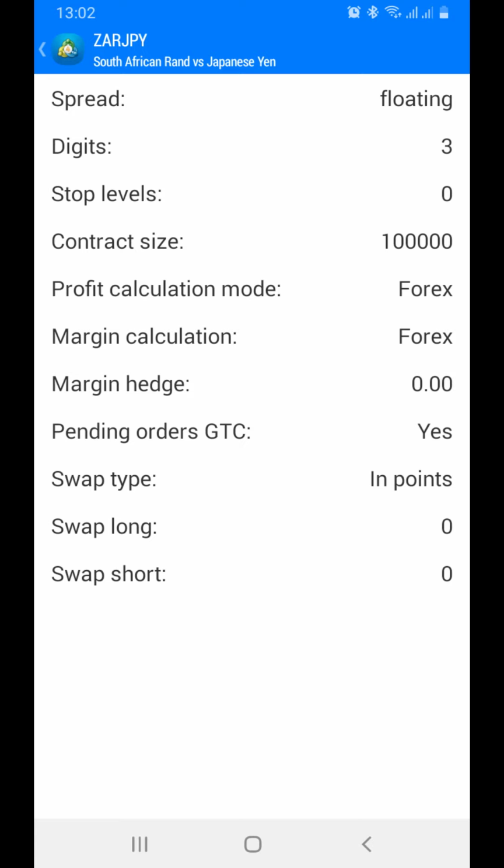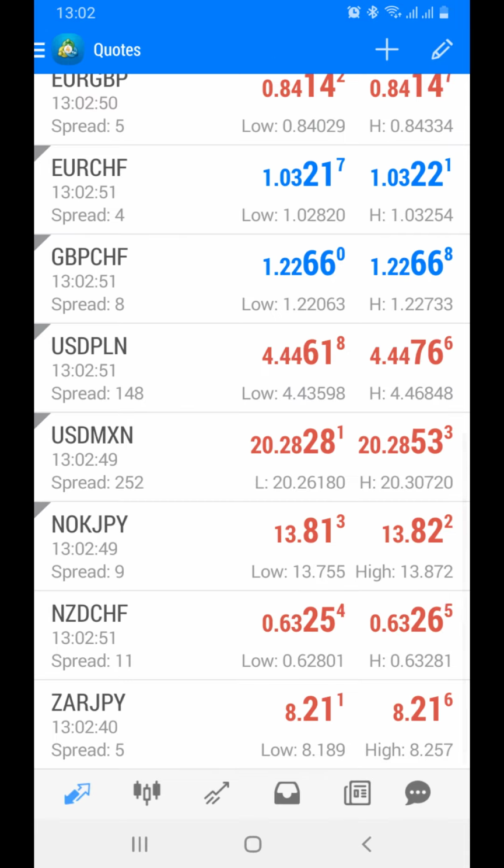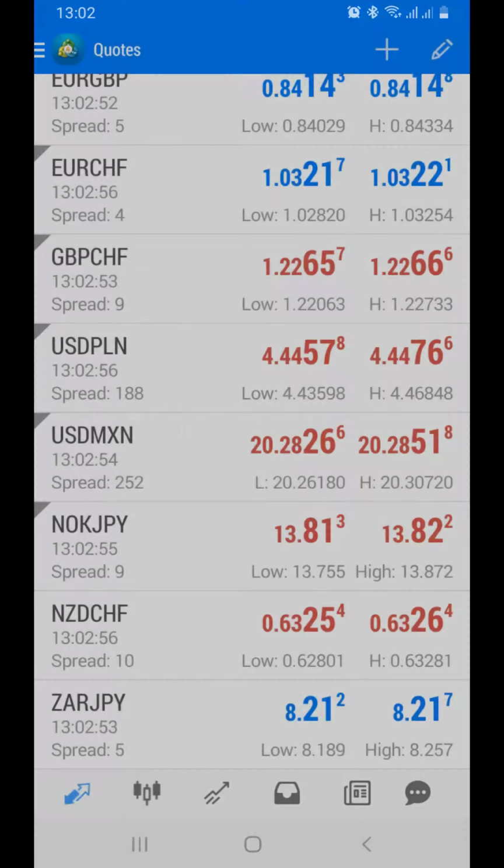Here's the chart. It is South African rand versus Japanese yen, and the spread is floating. Stop levels 0, contract size 100,000, profit calculation mode forex, margin calculation forex, margin hedge 0.00, pending orders GTC. Yeah, there's some pending orders. Swap type in points, and swap long and short are both 0. And yeah, that is South African rand and Japanese yen. Let's open the chart and get started.